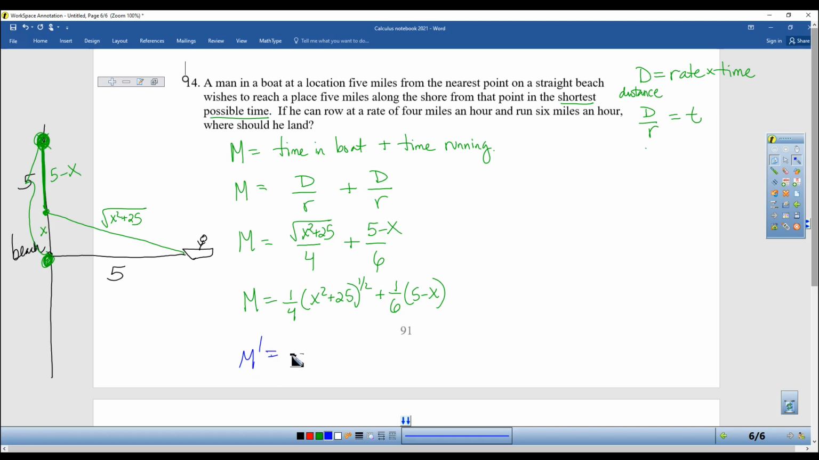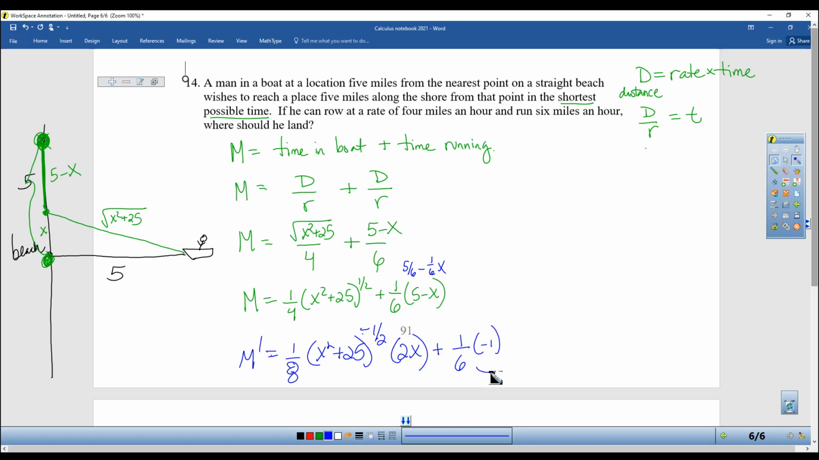The derivative is 1/4 times x squared plus 25 to the negative 1/2 times 2x, derivative of the inside, plus 1/6, which can just stay there. And it is to the first power, but we're not going to do it that way. In fact, if you want, you can think of it as minus 1/6 x. But the derivative of the inside is just -1. So in other words, it comes out to -1/6.